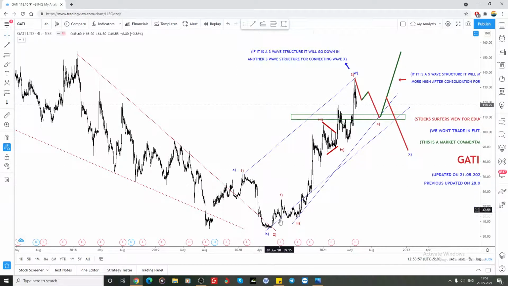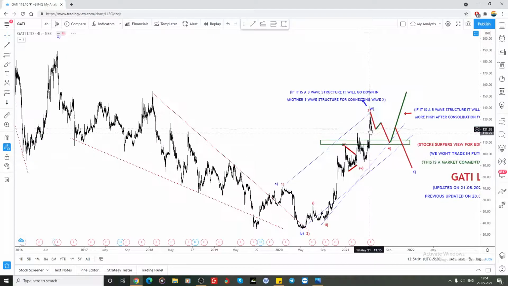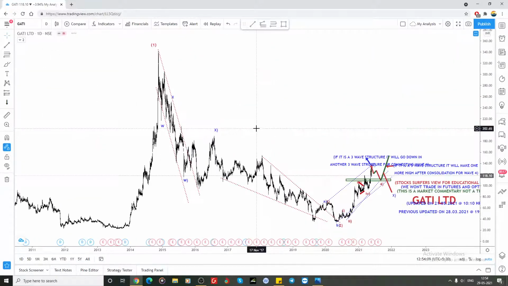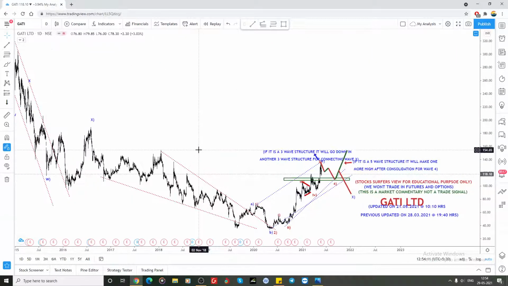Otherwise, if it is A, B, C, it's a W and then X. So it's very tough to trade in this zone, and the nearest resistance zone next is 153, in this zone here, the 155 zone. So whether it makes a 5-wave structure, and then again in the 3-wave structure we can go for buying at the lower zone, after that the 38.2 retracement or 50 retracement.